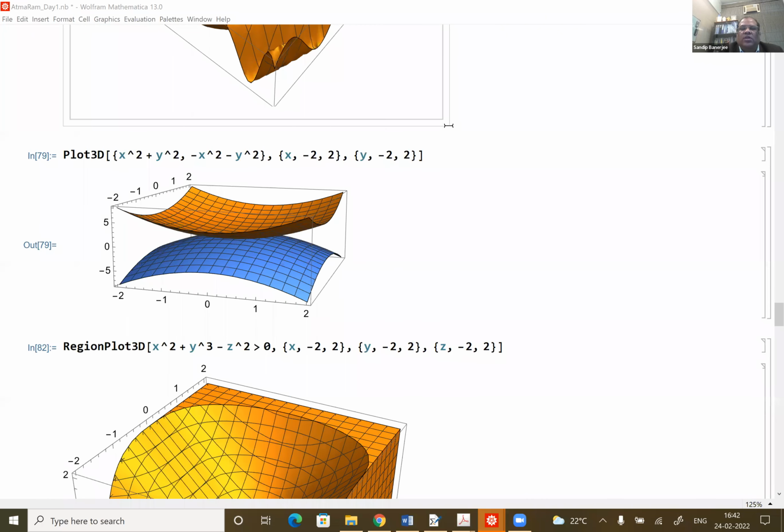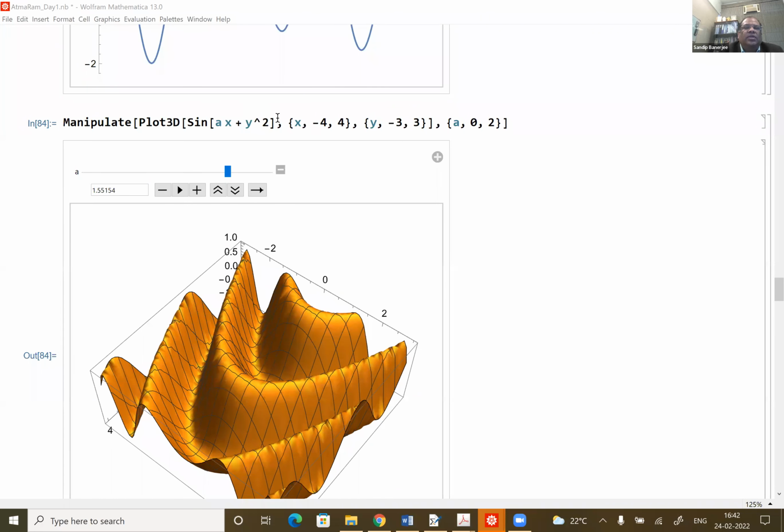Okay, so the difference between plot, contour plot, and region plot. By that, I assume Plot3D. When I write Plot3D, you can see that there is no Z, so I'm assuming Z is a function of X and Y. If you can express Z as a function of X and Y, your Plot3D will work.